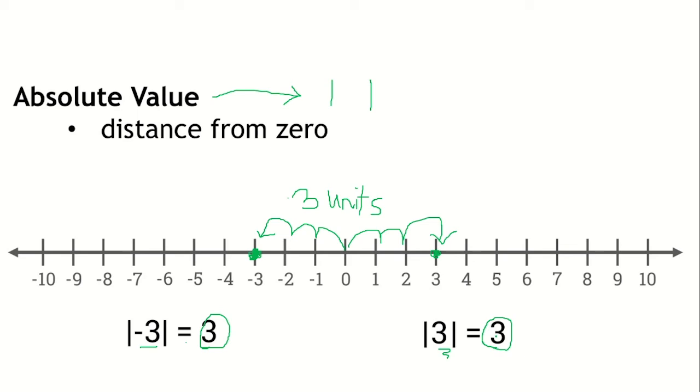So for absolute value, the direction will not matter when we consider the absolute value of a certain number. And if you notice, distance would always be positive because there's no such thing as negative distance.